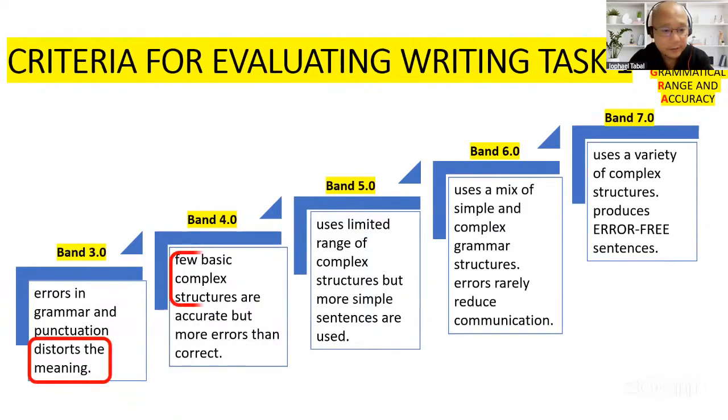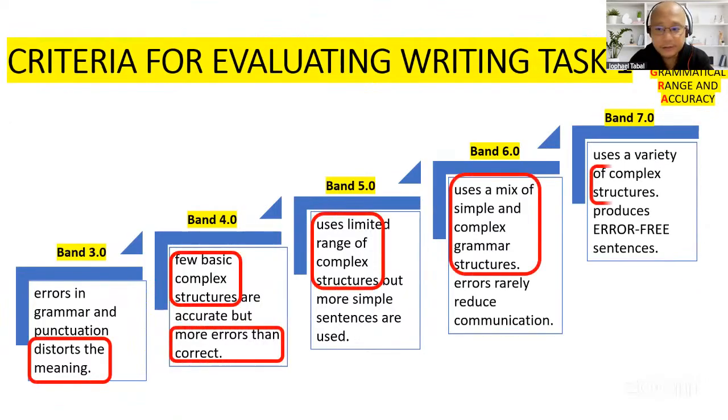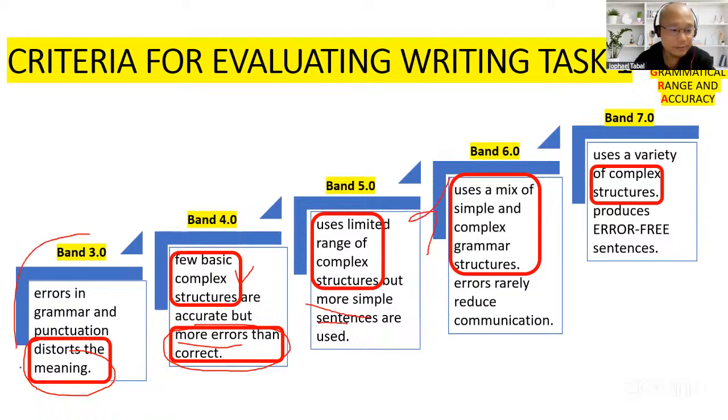So you're talking here about band 3.0 in grammar. So it should be like here, right? Yes, a lot of things to be corrected. And band 4 uses complex structures, but more errors than correct. That's it. And band 5, more simple sentences, and here we have complex. Your main problem here is the basic level, 3.0, and then they want to jump to 5.5. That means uses a range of complex structures and more simple sentences.